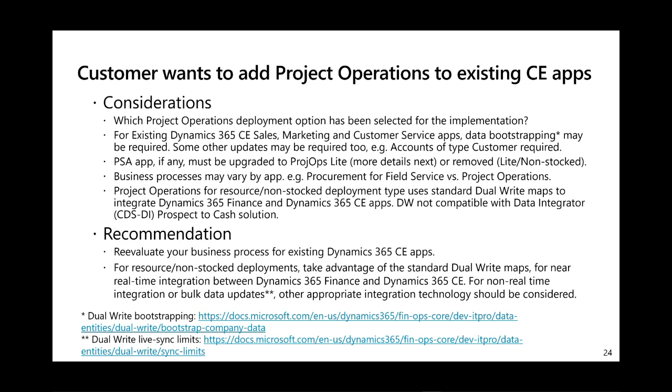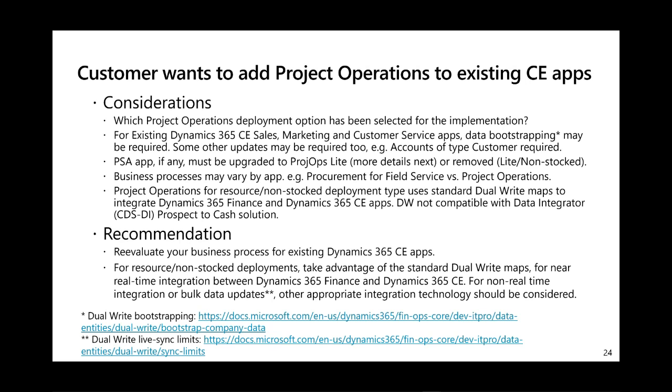Anyway, the general recommendation is to reevaluate your business process for your existing Dynamics 365 customer engagement apps. Don't just restrict your conversation around business process to Project Operations, because you may be having some impact on those other processes too. And secondly, for resource or non-stock deployments, take advantage of the standard dual-write maps for the near real-time integration it provides between the finance and operations and the customer engagement, the Dataverse platforms.